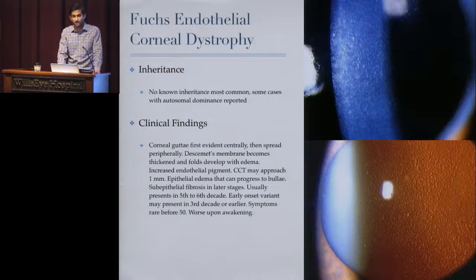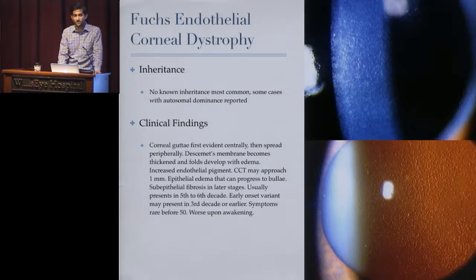And you want to get to them before they start to develop subepithelial fibrosis and stromal scarring, because the treatment for this now, as you guys know, is an endothelial transplant. And if you wait too long and you get stromal scarring, well, they're not going to clear and see nearly as well as they would have otherwise. Typically, onset is age 40 to 50 to 60, but I have seen Fuchs patients with corneal guttae in their 30s. So there is an early onset variant.